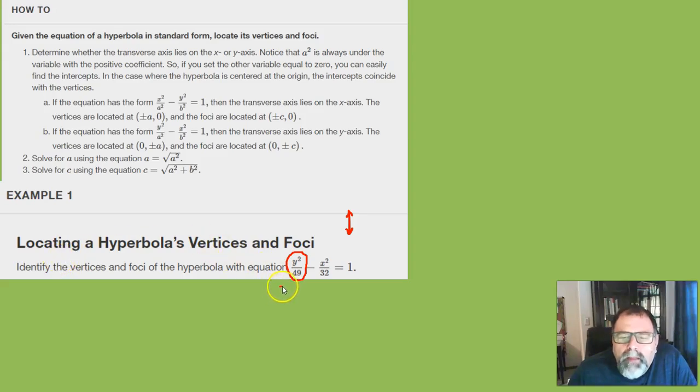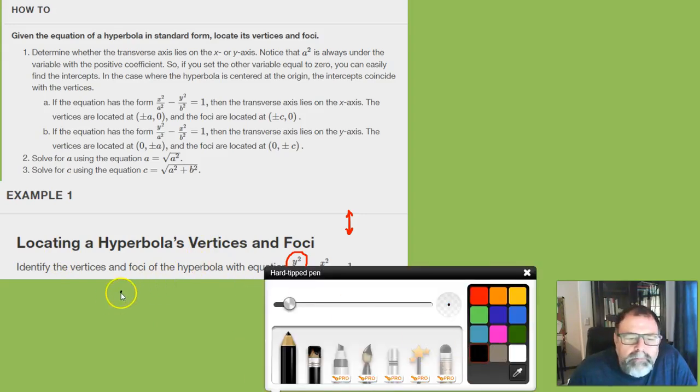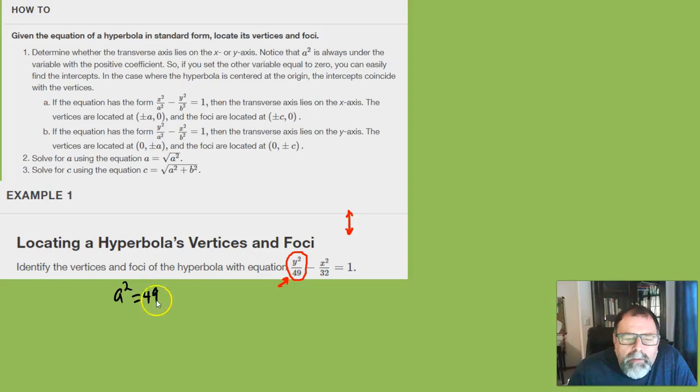So a is always under the positive term, so a squared is 49, so a is the square root of 49, which is 7. Now when I do my vertices, since it's a vertical transverse axis, I'm going to add and subtract the a from the y coordinate. And since the center is (0, 0), our vertices are just going to be 0 plus or minus 7, right?